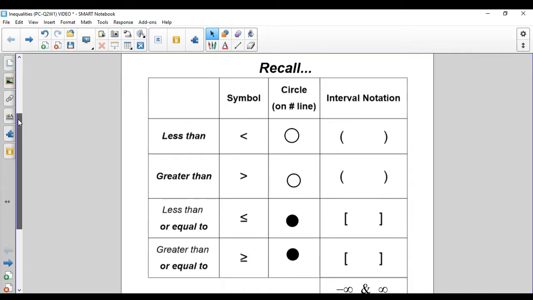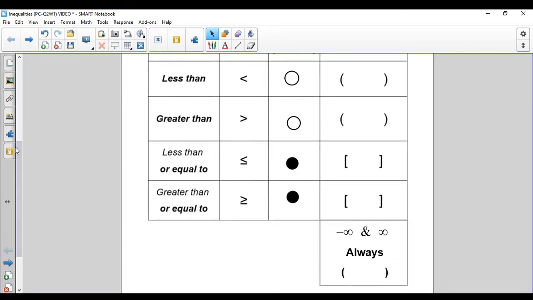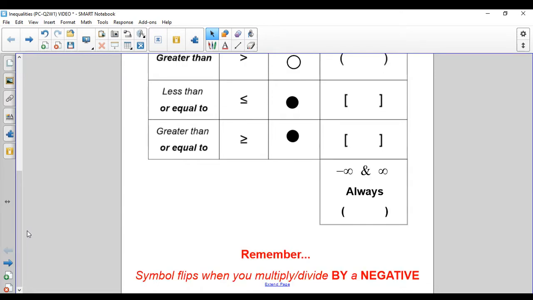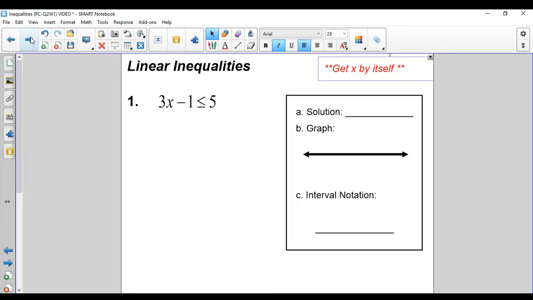And then finally, going along with interval notation, if you have negative infinity and infinity involved, which we will, those always use parentheses. We don't know where they end, so we can't put a hard stopping point on negative infinity and positive infinity. Remember, with inequalities, the symbol flips when you multiply or divide by a negative. That'll come up a couple times today. So let's get right into it.